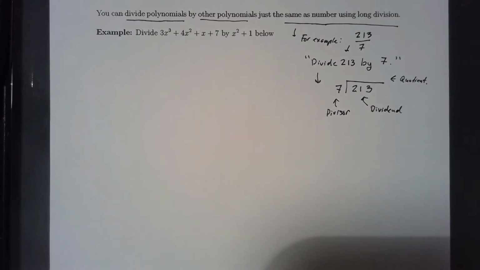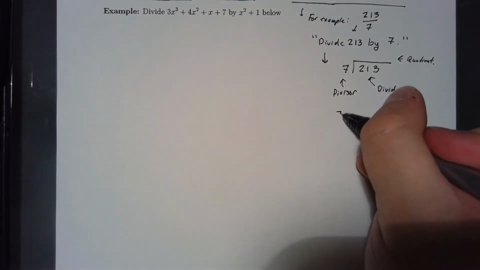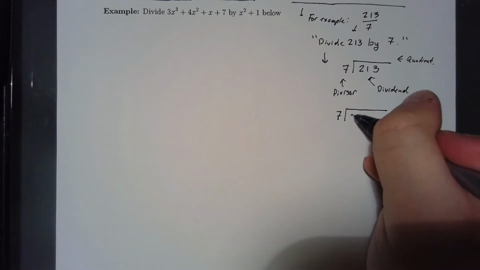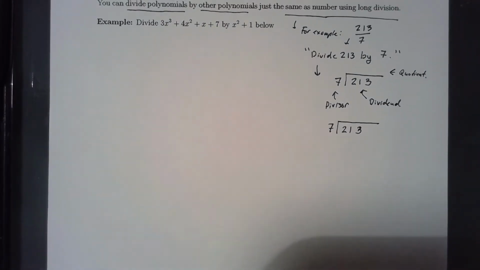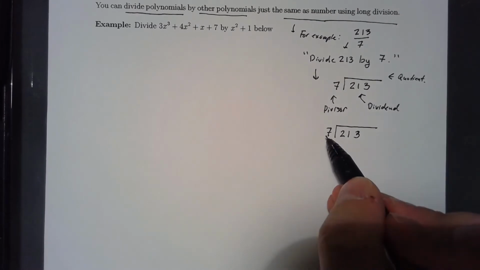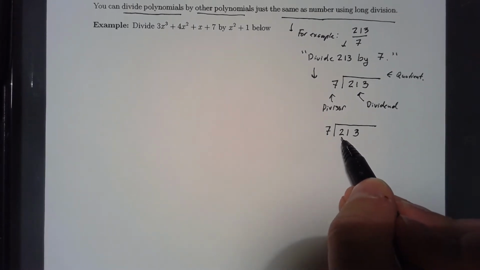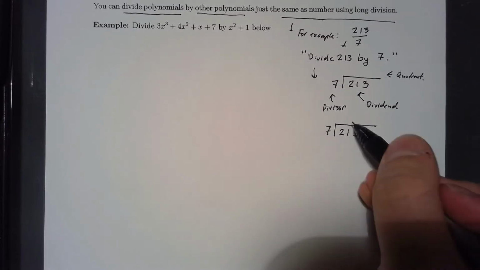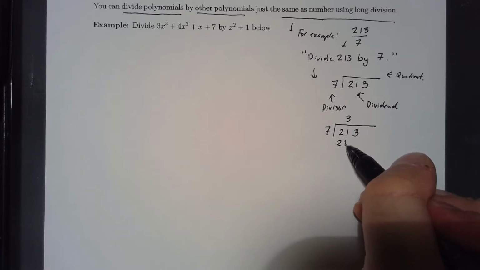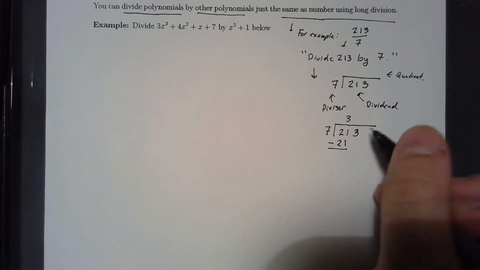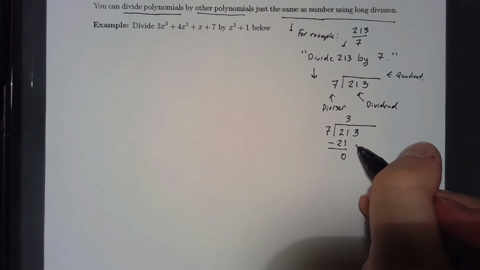You learn how to do long division in grade school. I'm just writing this out for reference so you can see the idea behind it. How many times does 7 go into 2? Well, it doesn't, so go to the next one. How many times does 7 go into 21? 3 times. 3 times 7 is 21. Subtract that from the dividend. You're going to get 0. Bring down the 3.